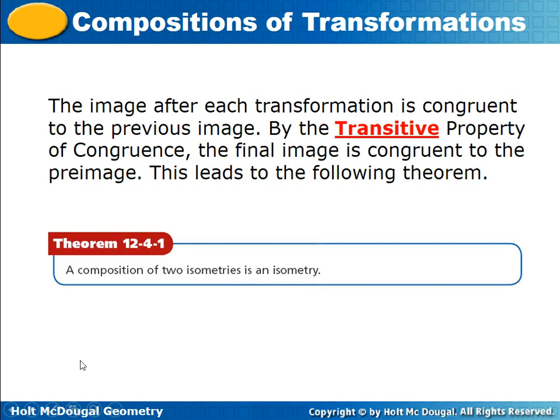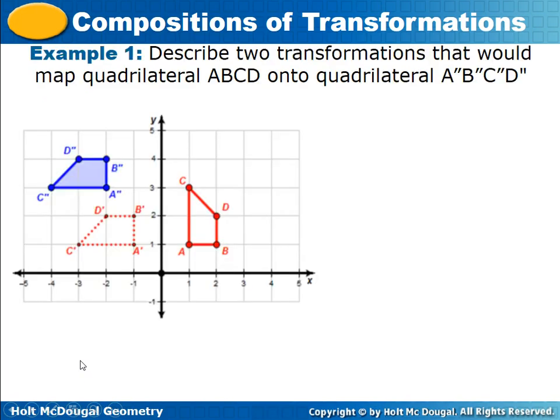So the image after each transformation is congruent to the previous image. So that means if image A is congruent to image B and image B is congruent to image C, then image A is congruent to image C. That's the transitive property of congruence. So that's one of our ways of saying that those two shapes are congruent. So I'm going to walk you through this one, and we're going to talk through it.